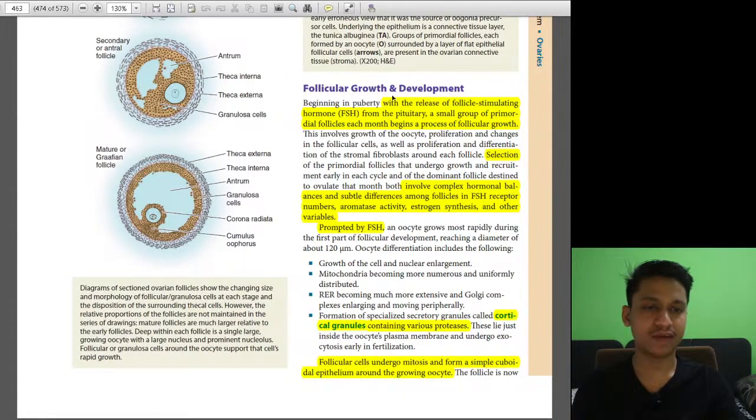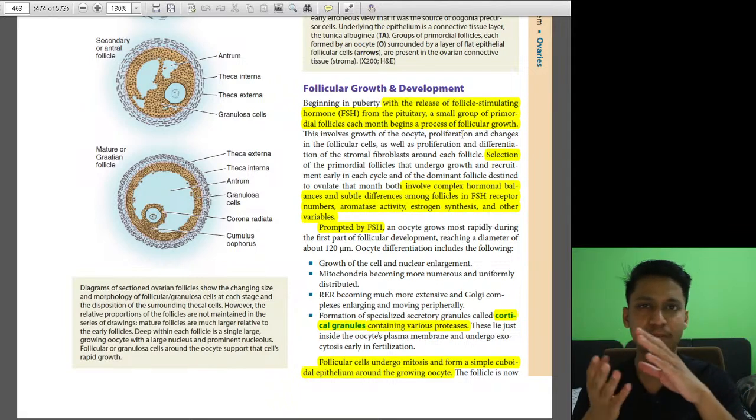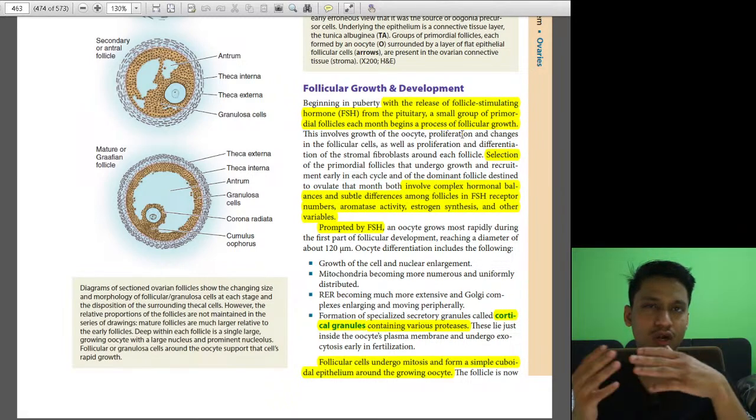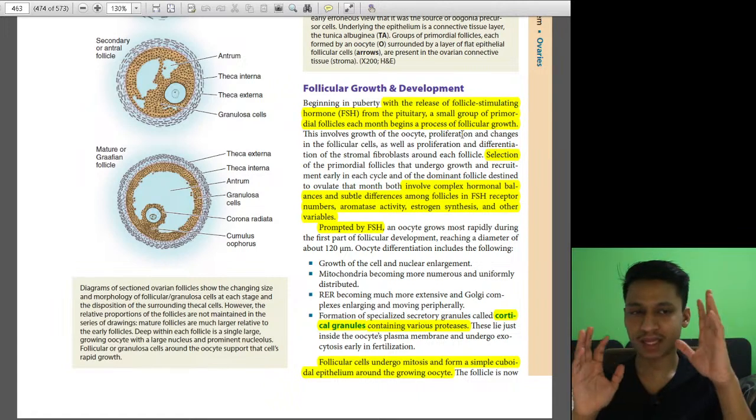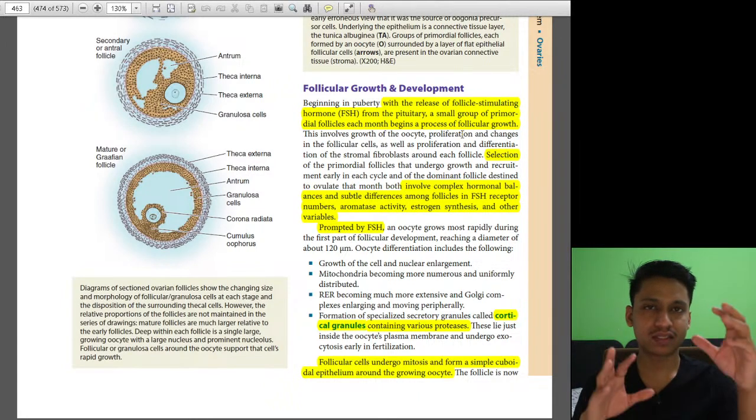Follicular growth and development. We are going to see a lot of diagrams here because that is required to understand how the follicle grows. Beginning in puberty with the release of FSH, follicle stimulating hormone, from the pituitary, a small group of primordial follicles each month begin a process called follicular growth. We need to know that there is a conflict between the textbooks. Some textbooks say that primordial follicle to primary follicle is not a function of FSH, but we're going to follow what is in the text for exams.